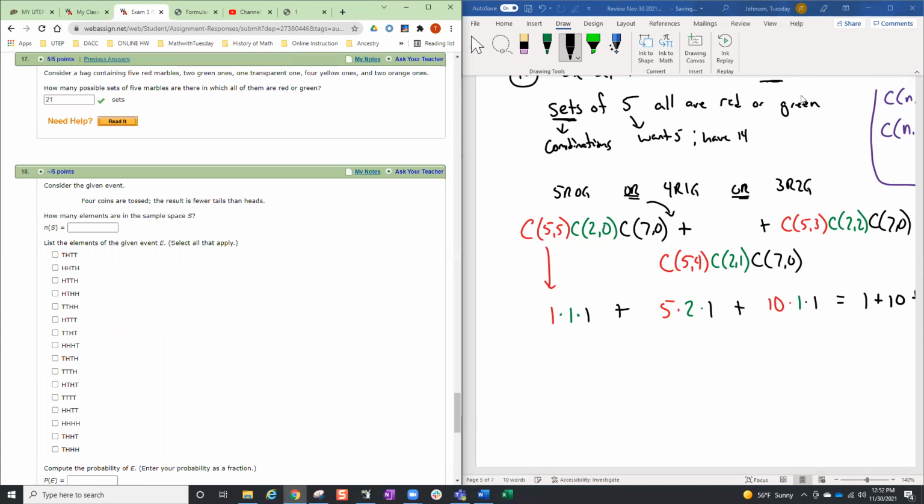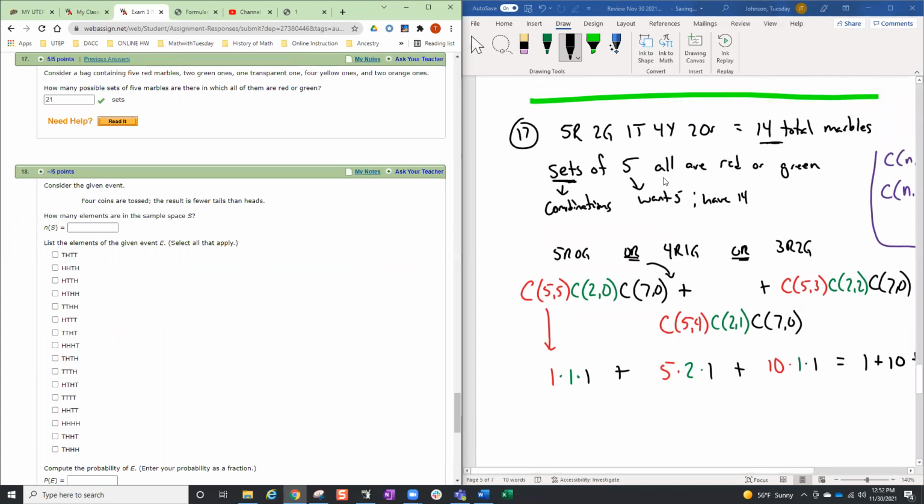Yeah, you're still writing. I know. The key here is sets of 5 in which all of them are red or green, and we have to write it out mathematically. What does that mean? All red or all green? Go ahead, Nadia. What's your question?